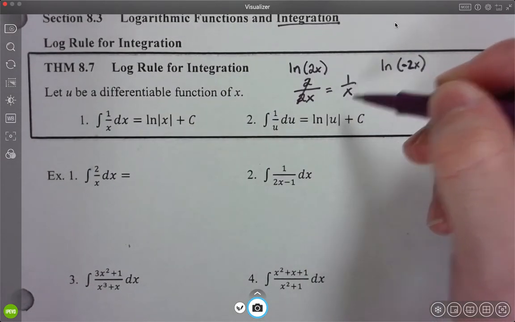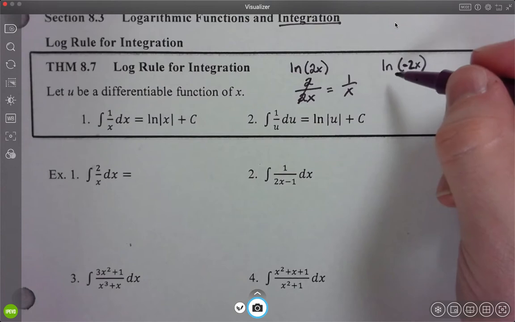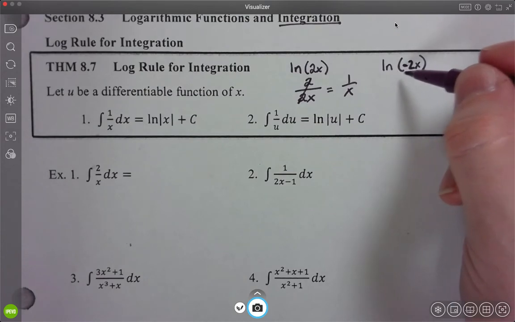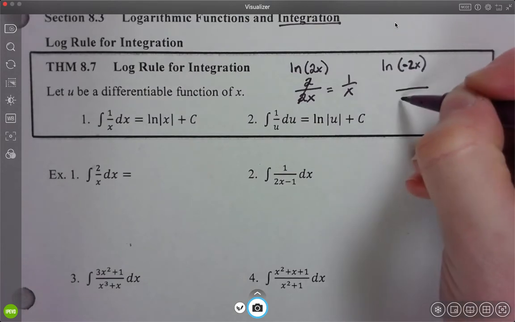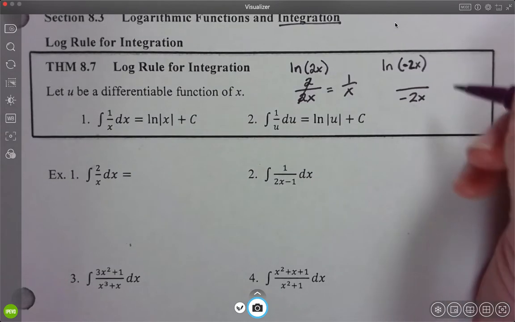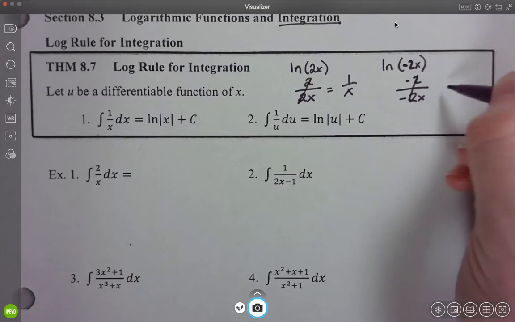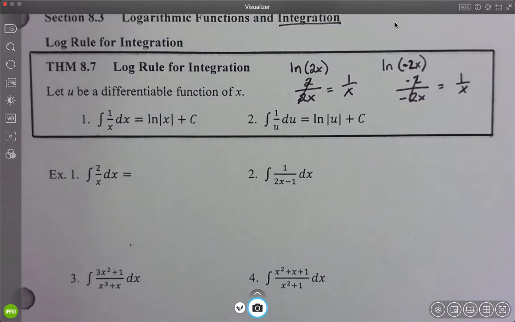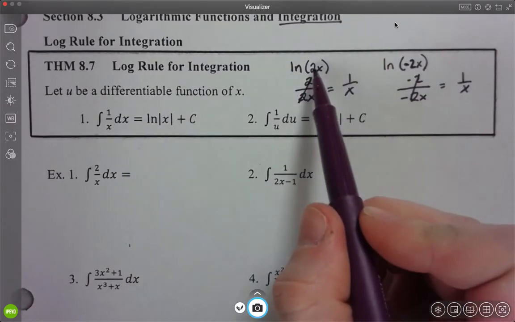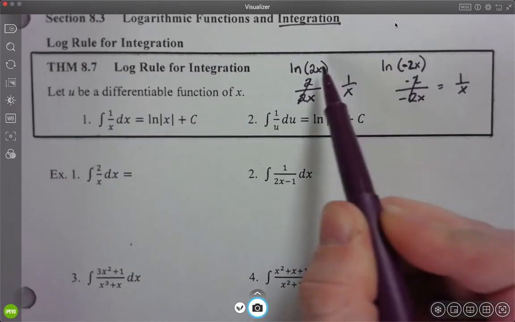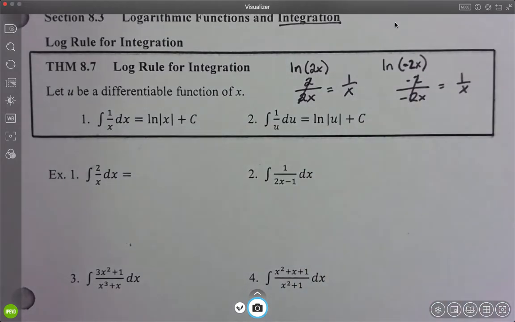Now, if we're looking at the derivative of ln of negative 2x, okay, same things apply. Negative 2x goes in the bottom. The derivative of negative 2x is negative 2, and those are going to cancel out, so it's just 1 over x again. So basically, these two things have the same derivative. They're both positive when we take the derivative of them.